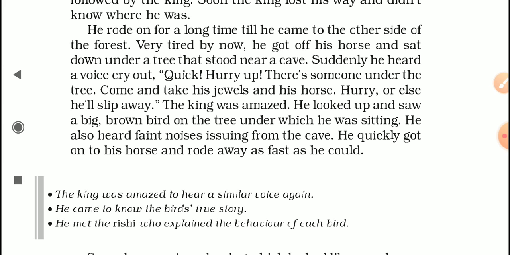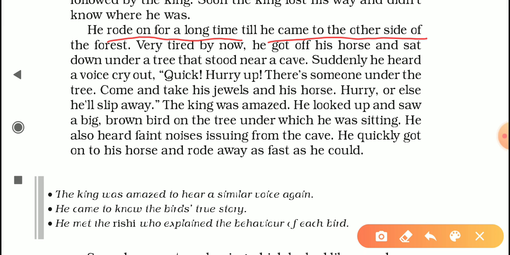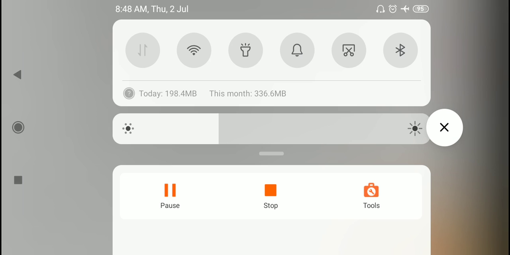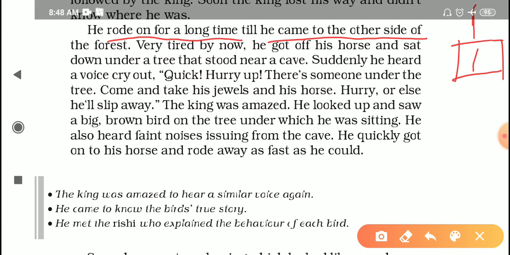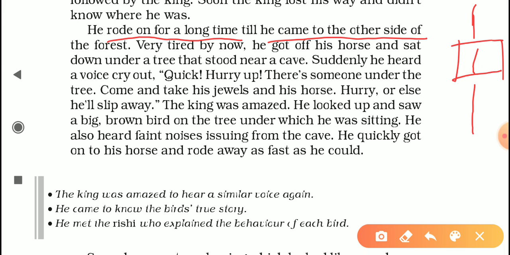So finally, what did he do? He didn't have anyone to help him, and there was no map or nothing. So he kept going straight. He rode on his horse for a long time, and finally, the forest ended. He came to the other side of the forest. So if this is the forest, he entered from this side. He covered the forest and he came out outside.